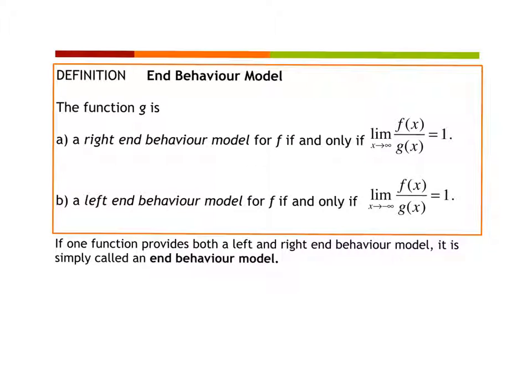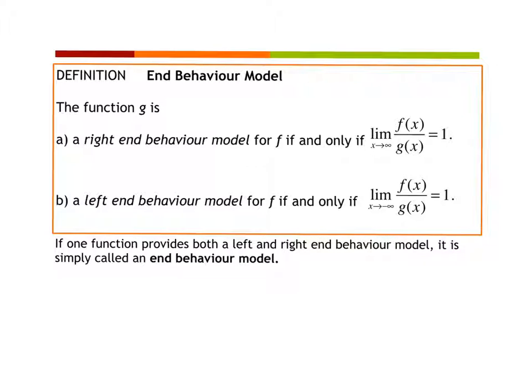Okay, this is a slide we saw the other day. End behavior model. It's just something we call, and honestly, I don't really test on this, but a right end behavior model is if, looking to the right of the graph, when it's going to positive infinity, the graph is approaching 1, and it's a left one if, as you go to negative infinity, it's approaching 1. So it's like it has a horizontal asymptote of 1 on either side. If it has both, we just call it an end behavior model.